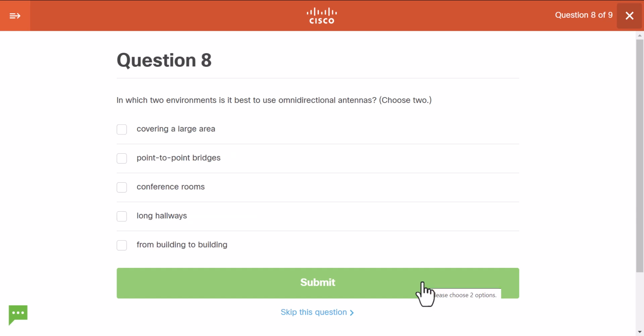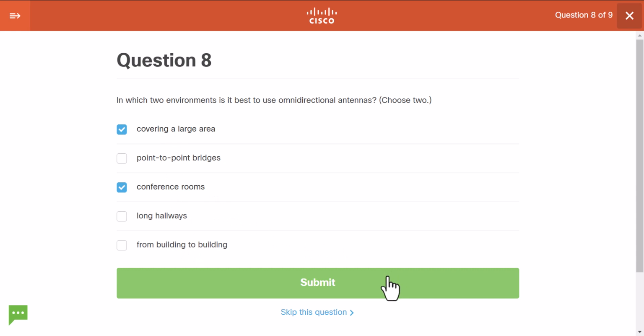Okay, we have yet another question about antennas. In which two environments is it best to use omnidirectional antennas? Omnidirectional, okay. Covering a large area, probably yes, without any particular direction. Point-to-point, definitely no. Conference rooms, probably yes. We have a conference room, we need to cover it fully. We can use directional and omnidirectional antennas. Long hallways would require a directional antenna, and from building to building is likely a point-to-point parabolic dish. So these two options, 1 and 3, look good.